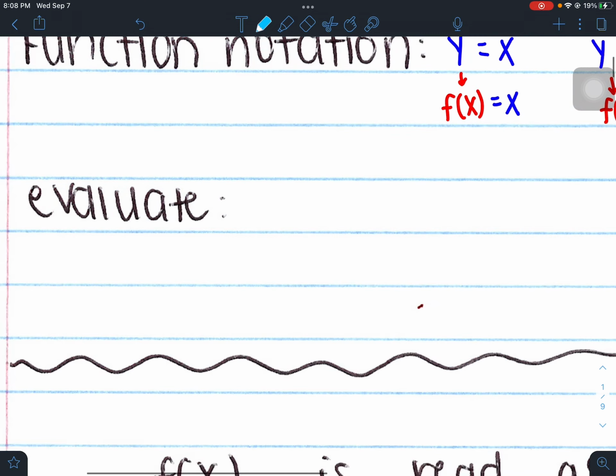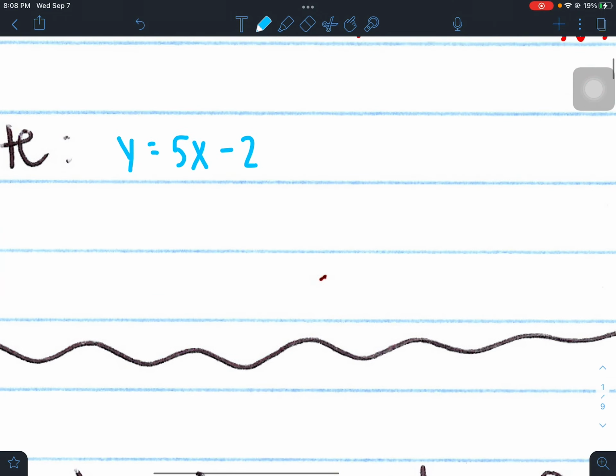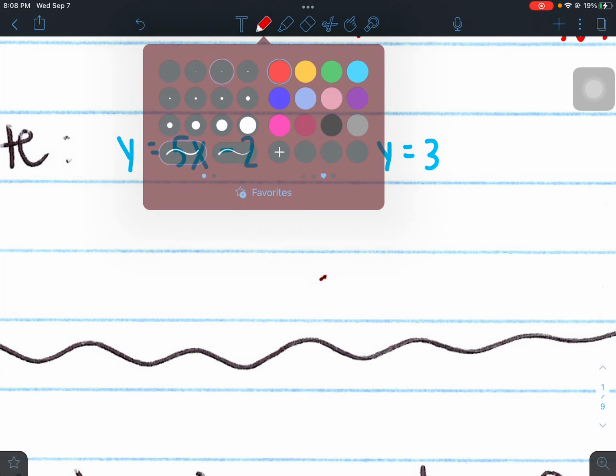So we're going to go ahead and use an example for evaluating. Let's say I'm given the function y equals 5x minus 2. Now, they also give me a value of y equals 3. So I'm given two bits of information here. I'm given a function, and then I'm given a y value. Evaluating is basically saying, take the information that's given and evaluate for that value. So I'm evaluating for y equals 3.